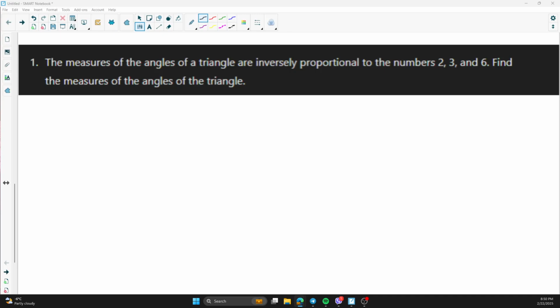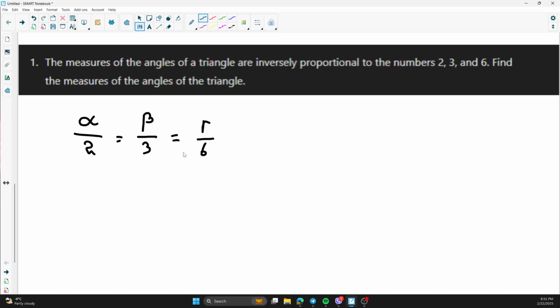Okay, so inverse proportional. You can say something like that. I mean, you didn't study that, so okay. So what does it mean? Let's say you have a triangle. How many angles do you have? Three. So it means the first angle, let's call it alpha, over 2 will be equal to the second angle over 3, and equal to the third angle over 6.